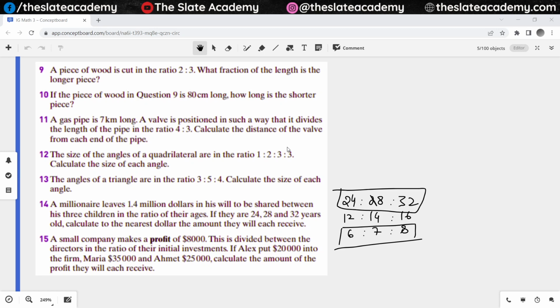The first person would get 6 out of 21. The second person would get 7 out of 21. The third person would get 8 out of 21. But what amount would they get this 8 out of 21 of? 1.4 million. So 1.4 into 6 out of 21, 1.4 into 7 out of 21, and 1.4 into 8 out of 21.